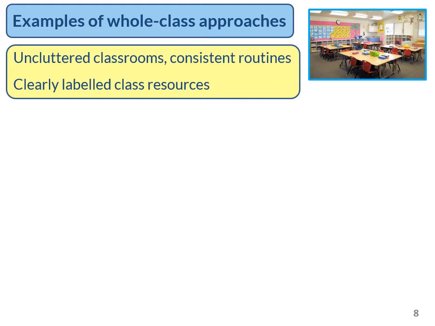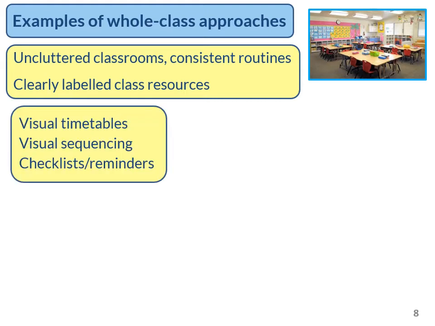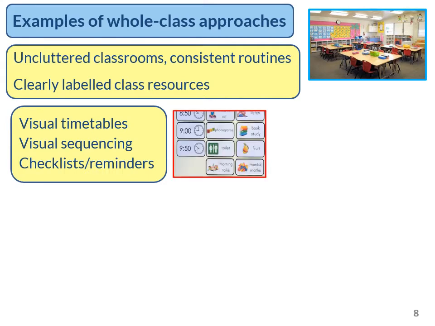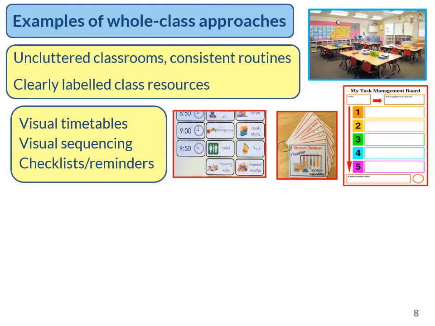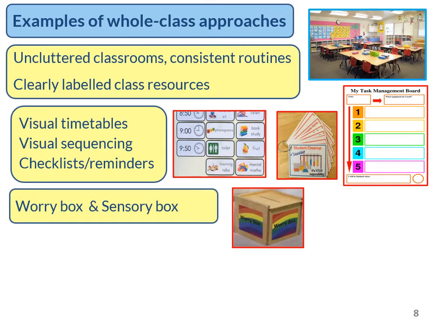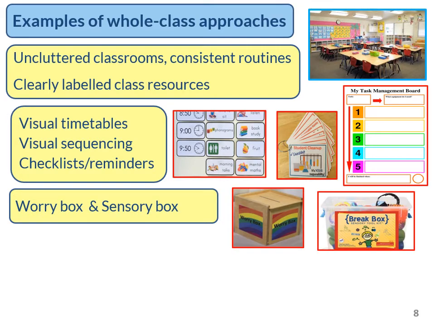Simply ensuring class routines are consistent and resources are clearly labelled and always returned to the same places can benefit all pupils, and particularly those with SEN. Likewise, visuals can support the learning of the whole class and can include visual timetables and sequencing visuals, checklists, reminders and visual prompts. Classes could include a worry box or a sensory box which all pupils could use.